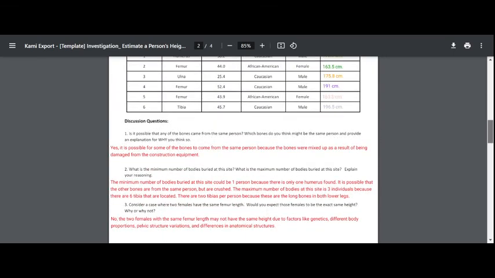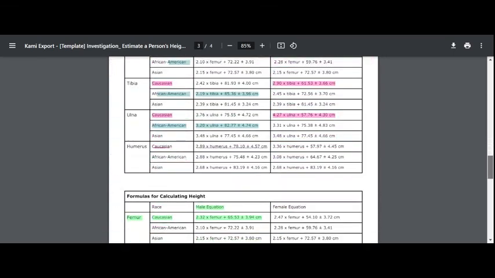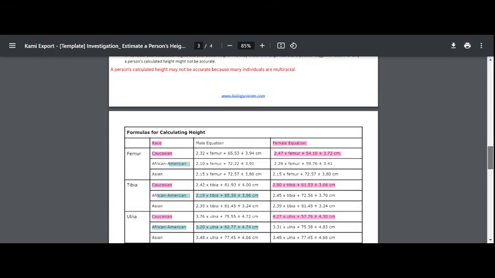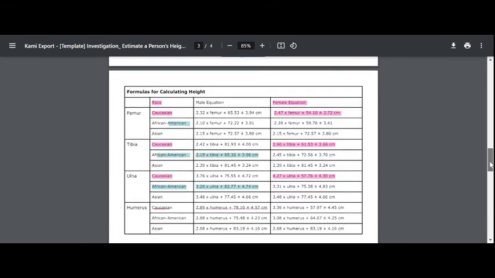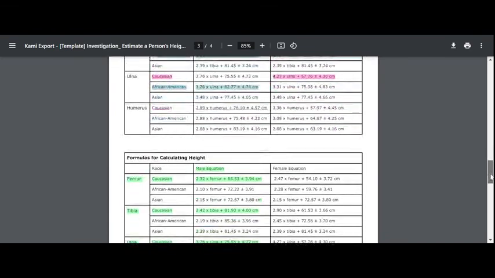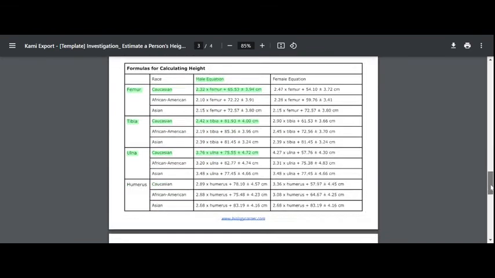Okay, so guys, again, all of those equations that I'm going over with you, I'm getting from this chart, which is titled Formulas for Calculating Height Based Upon Race, for both the male equation and the female equation, for the femur, tibia, ulna, and humerus. Okay? And then here we see that table again.